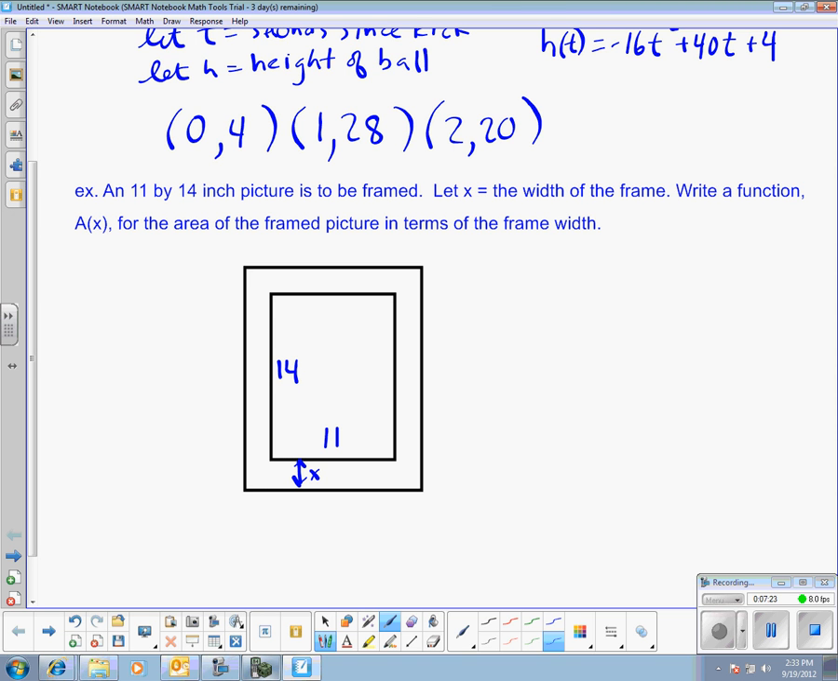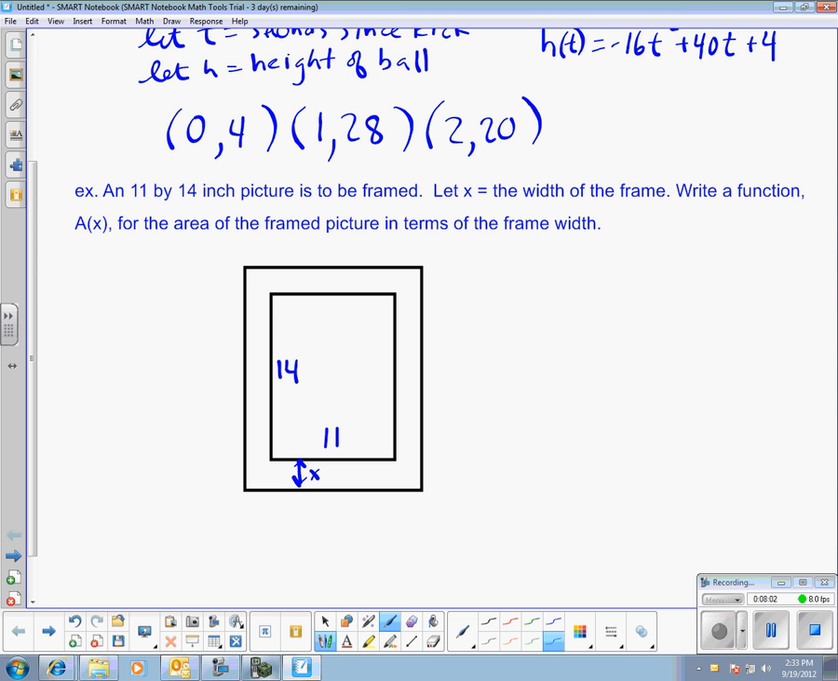And what I need is a function for the entire area of the framed picture in terms of x. And you can see that if x increases, the area is going to go up. So it does depend on the width of the frame. And just as a preview to future things, the area is in 2 dimensions, and the x is in 1 dimension. If you increase your length in 1 dimension, you're going to increase your area in 2 dimensions, and that's why it ends up being quadratic. Probably shouldn't get too far into that today.